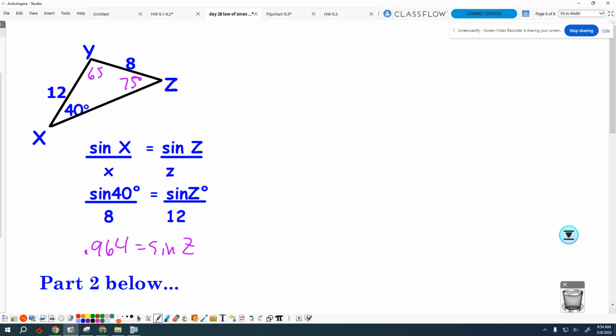Monica, what do I set up to find this side Y? Y over sine of 65 equals, what's the rest of it? 8 over sine of 40. So she's doing this upside down from what we did. Is that okay? She's saving the flipping step. So she did a good thing right off the start.